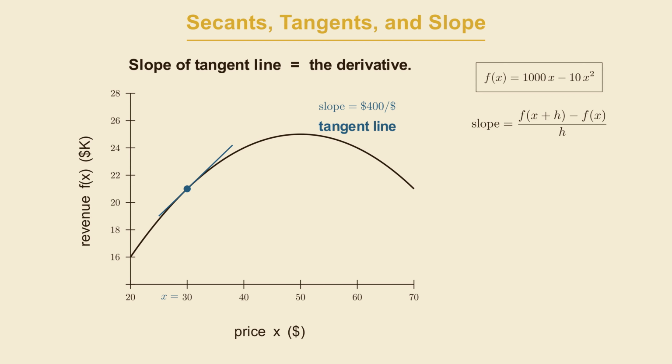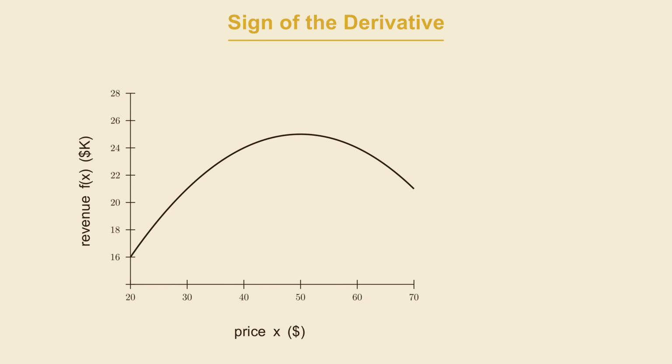So the derivative has two perfectly equivalent interpretations. It is the instantaneous rate of change of a function at a specific point, and it is the slope of the tangent line to the curve at that point. The same number, just two different ways of looking at it.